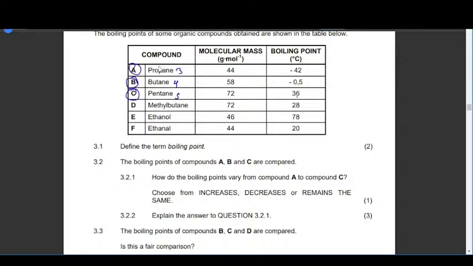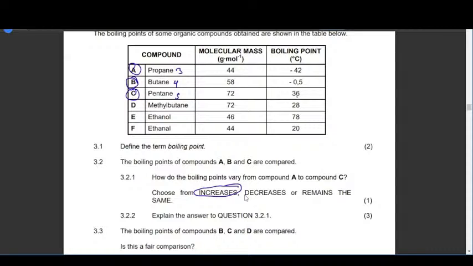If they don't ask why, it's because of the increase in the number of carbon atoms. So the intermolecular forces of attraction increase, therefore they require more heat to break those bonds. And if you look at this, you'll find out that there are London forces here. Then let's say, how do boiling points vary from A to compound C? We have seen it: it increases.